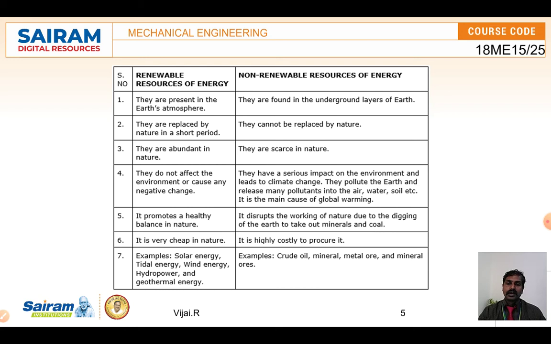Now the fourth point, if you see this difference: renewable sources of energy do not affect the environment. Even if we burn them, it won't get polluted. But if you use non-renewable energy, the petrol, coal or gases, and burn it, it will produce smoke, create air pollution, and finally cause global warming. So it will go to that level.